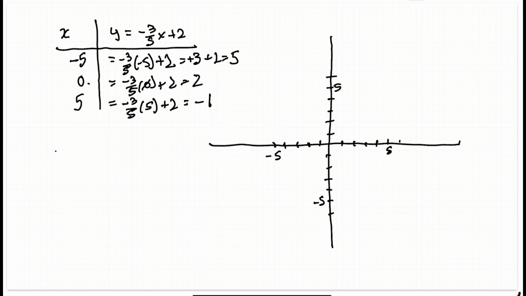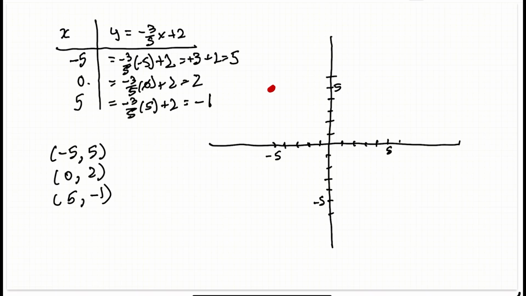So our 3 points we want to try to plot are at x equal to minus 5, y is equal to 5, x is equal to 0, y is equal to 2, and at x equal to 5, y is equal to minus 1. So there's our 3 points we want to try to plot. So let's put them on the graph now. So at x equal to minus 5, we have a plus 5, so it's this point right here. We're up to about right there.